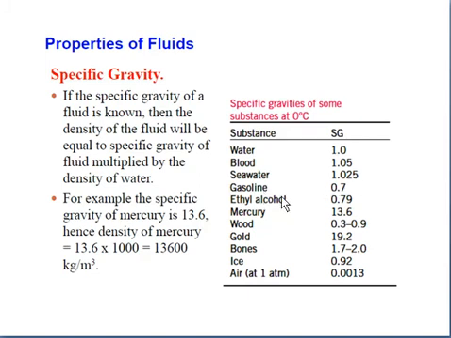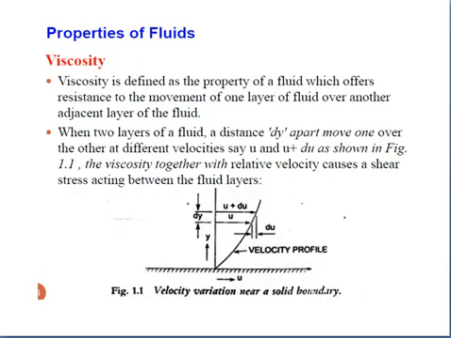Gasoline, ethyl alcohol, mercury, wood, gold. Here you can see that the specific gravity of gold is 19.2. For bones, 1.722. Air is 0.0013. And the example of mercury is given here. You can see the specific gravity of mercury is 13.6, and the density of mercury is 13.6 into the density of water, that is, the weight density of mercury is 13,600.